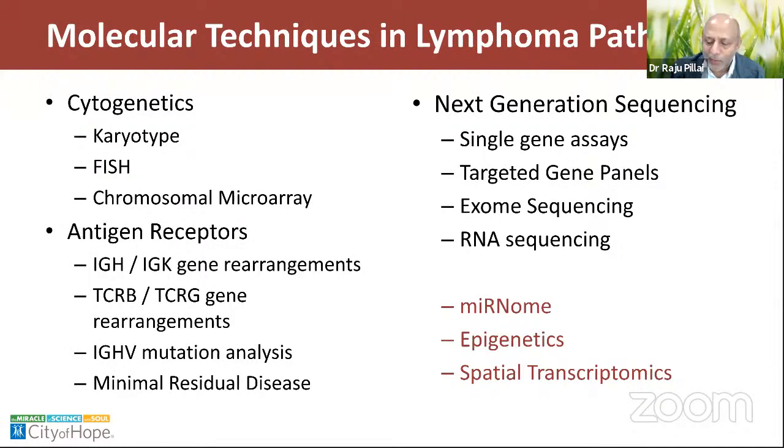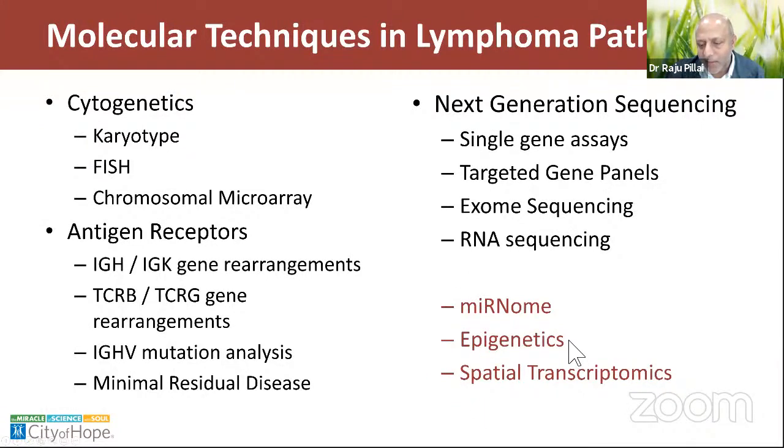So we come back to what are the techniques that are used currently. FISH and antigen receptor gene rearrangement are definitely the most diagnostically useful. Next generation sequencing is useful in selected cases. Exome sequencing and RNA sequencing are now available in big centers, and there are some early efforts to also do additional omics types of assays.